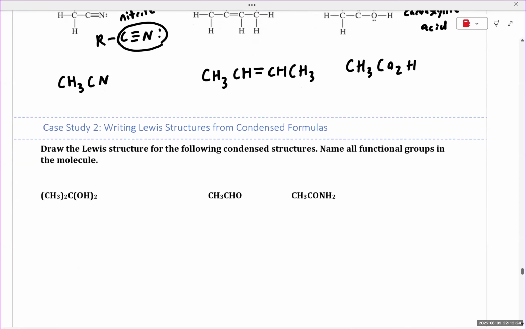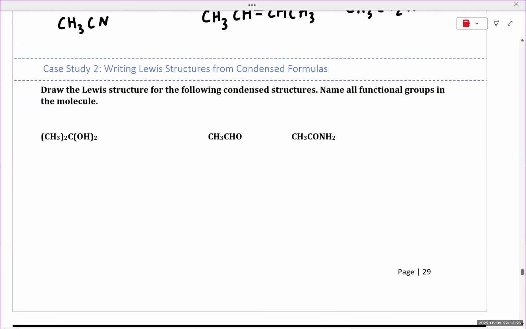Okay, let's look at another case. In this case, we're asked to write the Lewis structures from the condensed formula. So here we're asked to draw the Lewis structure for the following condensed structures and name all functional groups. I'll do the first example, you'll do the next two. So in this case, we have (CH3)2C(OH)2. So I'm going to write out my CH3 groups.